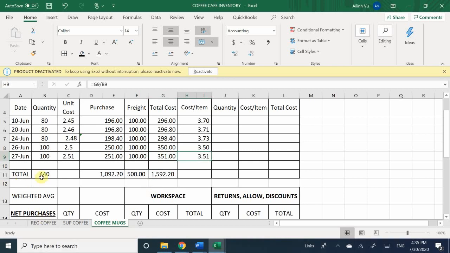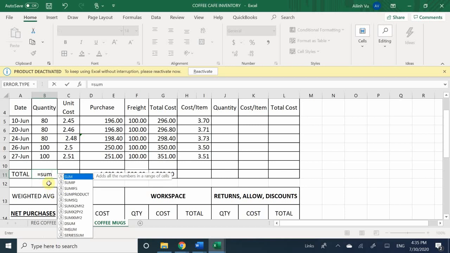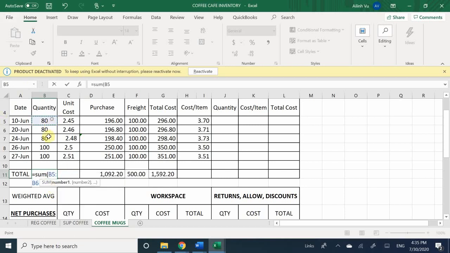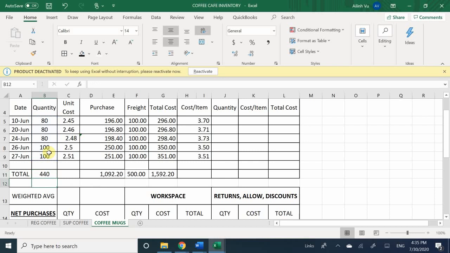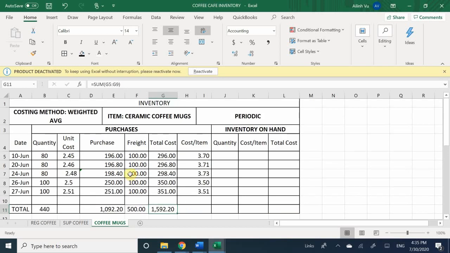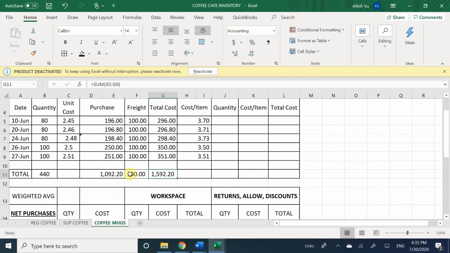So 400. I have a total of 440 items. Okay. 500. So I have $1,592.20. 1592. So 3.62, the cost per item.